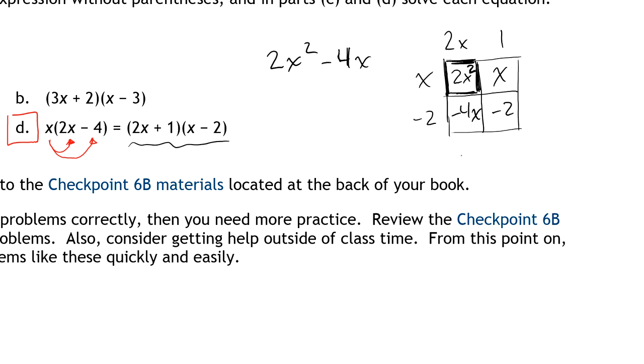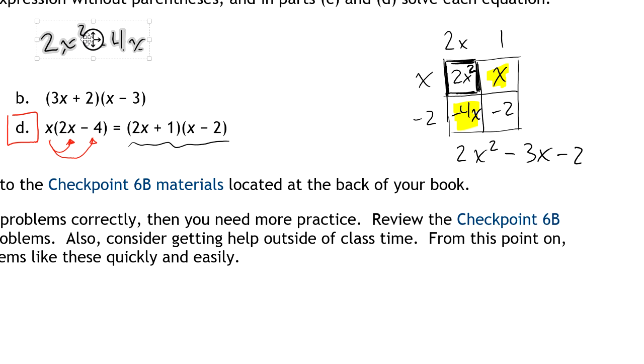And if you look at it, what do we have? We've got 2x squared. They're like terms and we can combine them, right? If I combine negative 4x and x, I get negative 3x. And then finally there's a negative 2. So this is the right hand side of the equation. I didn't leave myself enough room here, but let's grab this right hand side of the equation and bring it over as well.